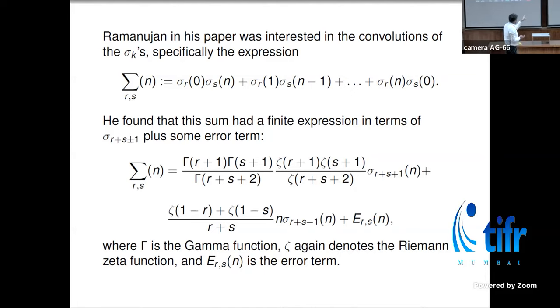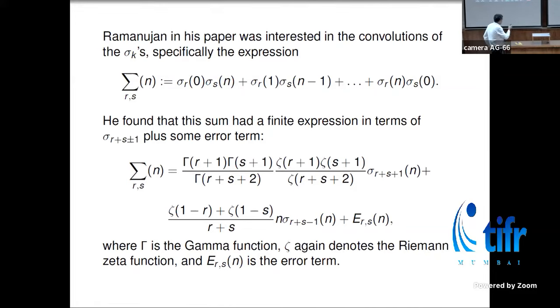And then r plus s plus 1 and r plus s minus 1 are also both odd. Okay, so somehow you look at this convolved sum, you write it in the following way, and then there's an extra term which you don't quite know about, and that is the error term, right? So you write it in terms of the first two main terms, and then Ramanujan calls it E_{r,s}(n), and the gamma is the usual gamma function, and zeta is the Riemann zeta function, right? So E_{r,s} is some error term.